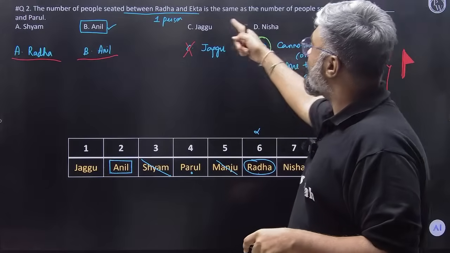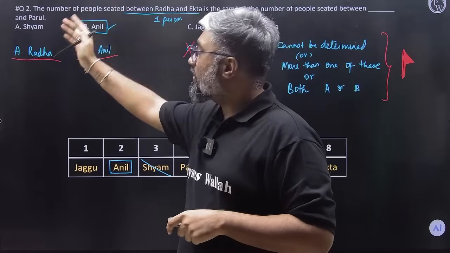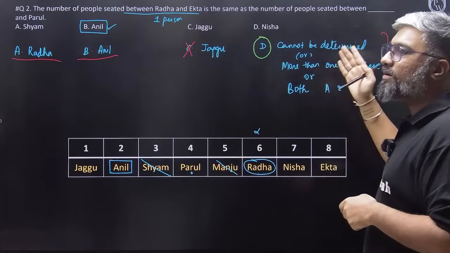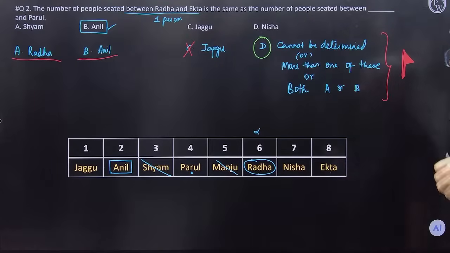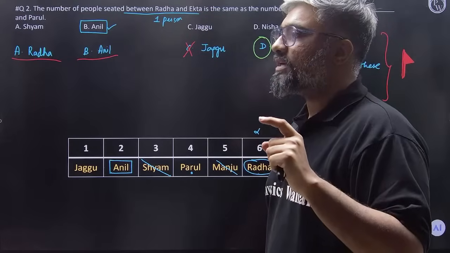So for these set of options, Anil is right. But if this set comes, then cannot be determined or more than one of the above should be there. All right, thank you so much for asking.